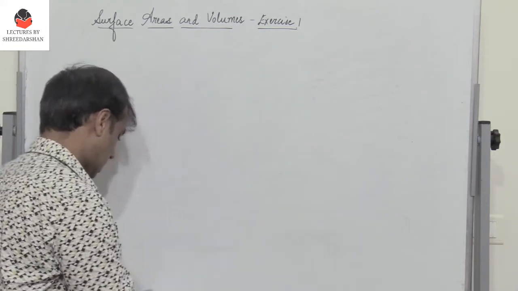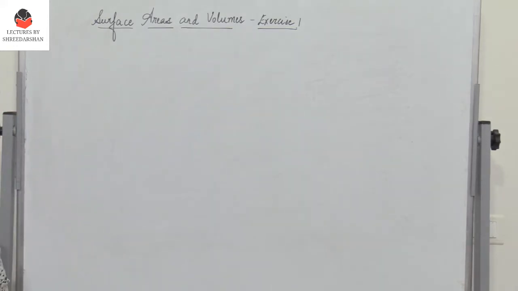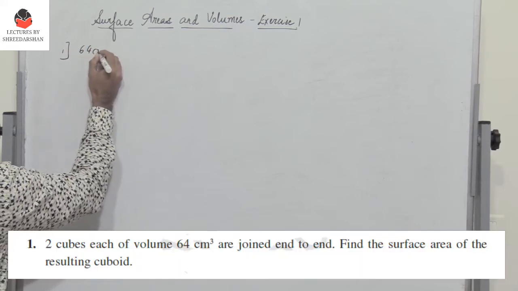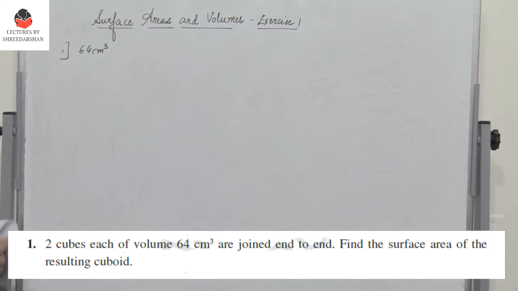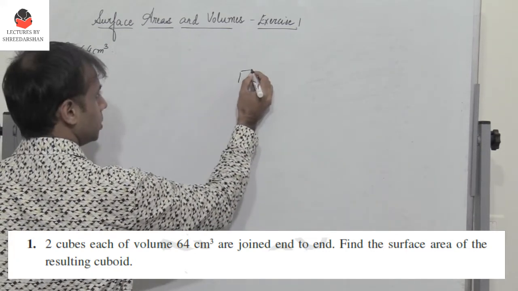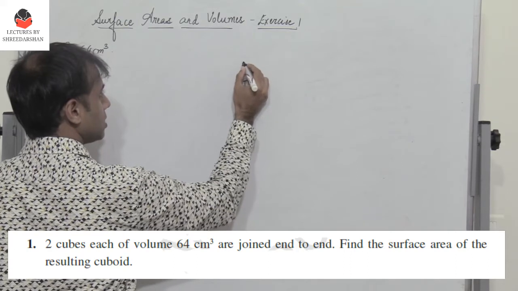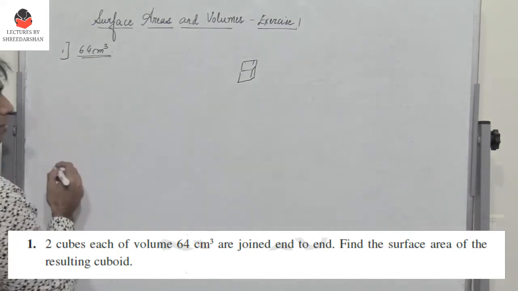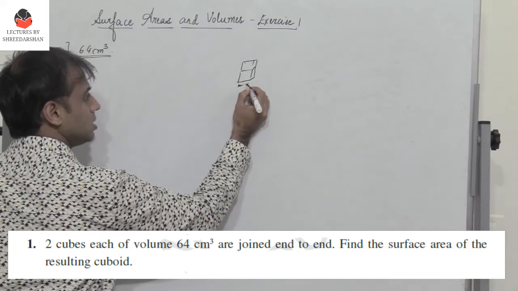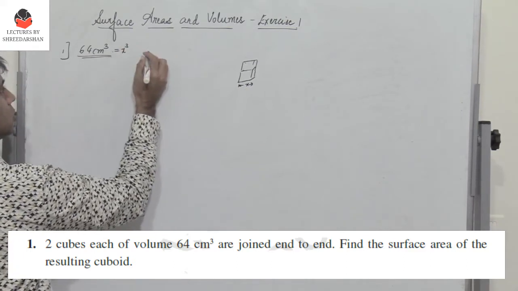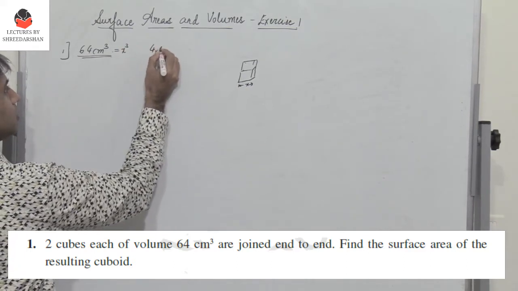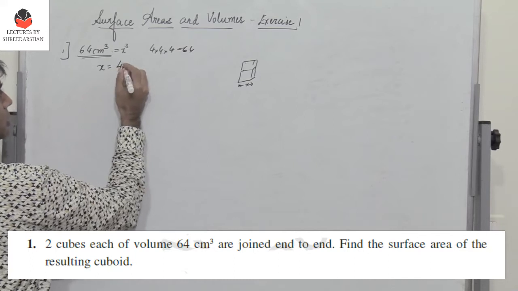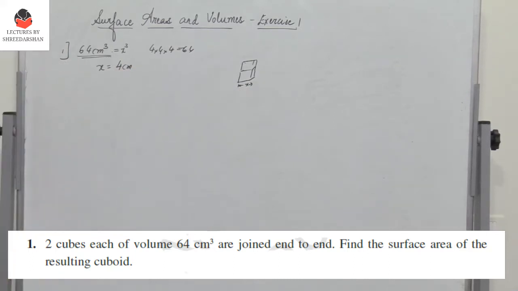The first problem states that two cubes, each of volume 64 centimeter cube, are joined end to end. Find the surface area of the resulting cuboid. So there is one cube, and on top of that there is another cube. The volume of one of the cubes is 64 centimeter cube. So this side is x, and we know that the volume is x cubed. We know that 4 into 4 into 4 gives me 64. So what is x? x is 4 centimeters. So one of the sides of the cube is 4.